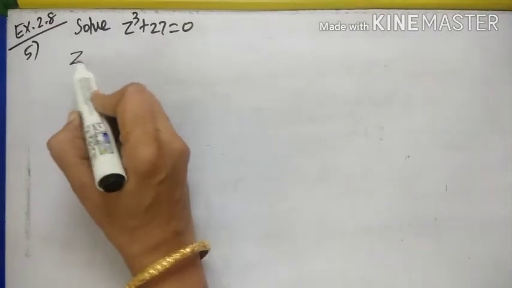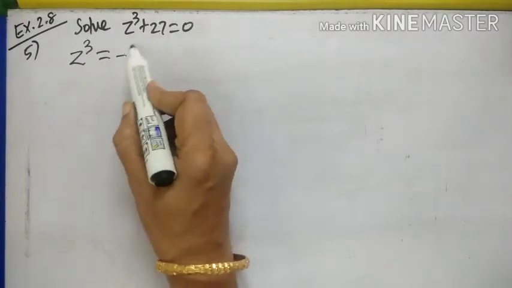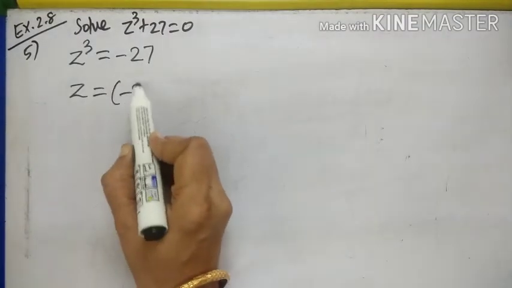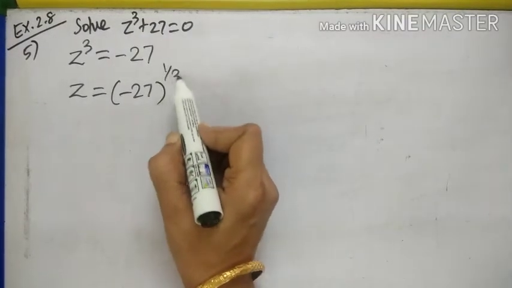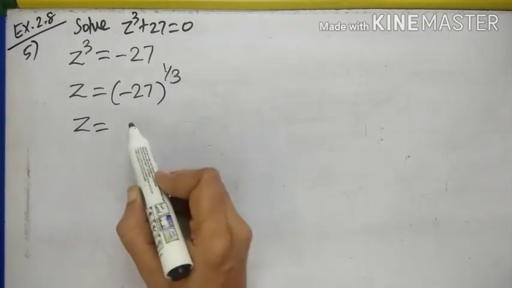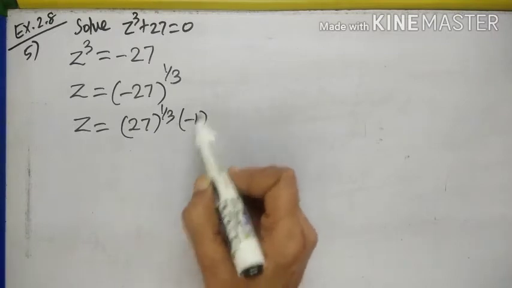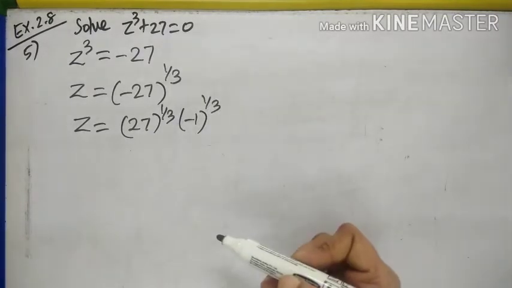Very first step, z cube I can rewrite as minus 27. Z is equal to minus 27 the whole power 1 by 3, which can be rewritten as 27 power 1 by 3 into minus 1 power 1 by 3.